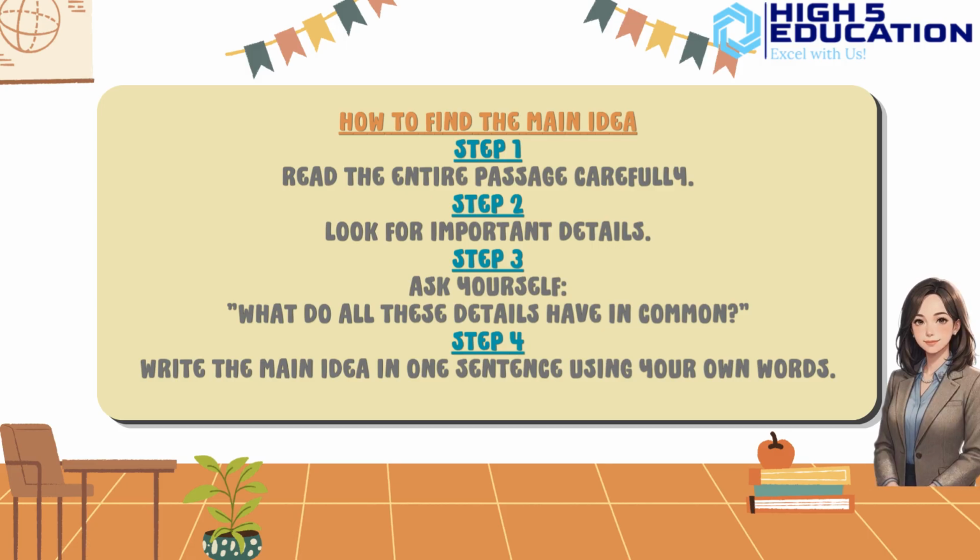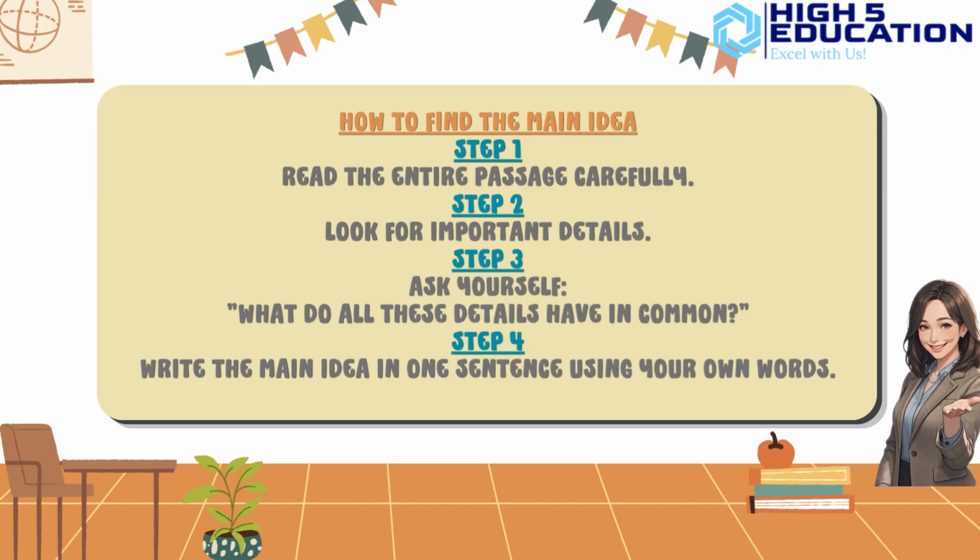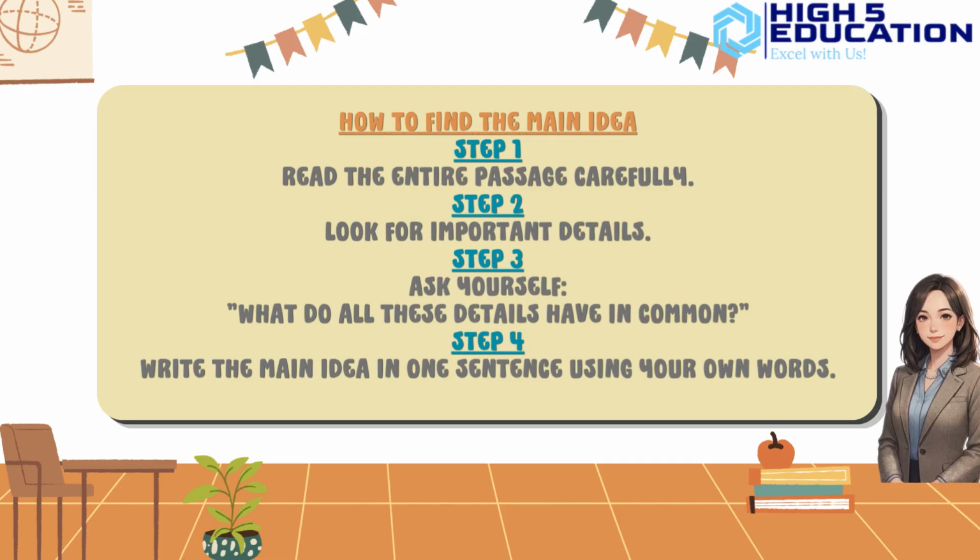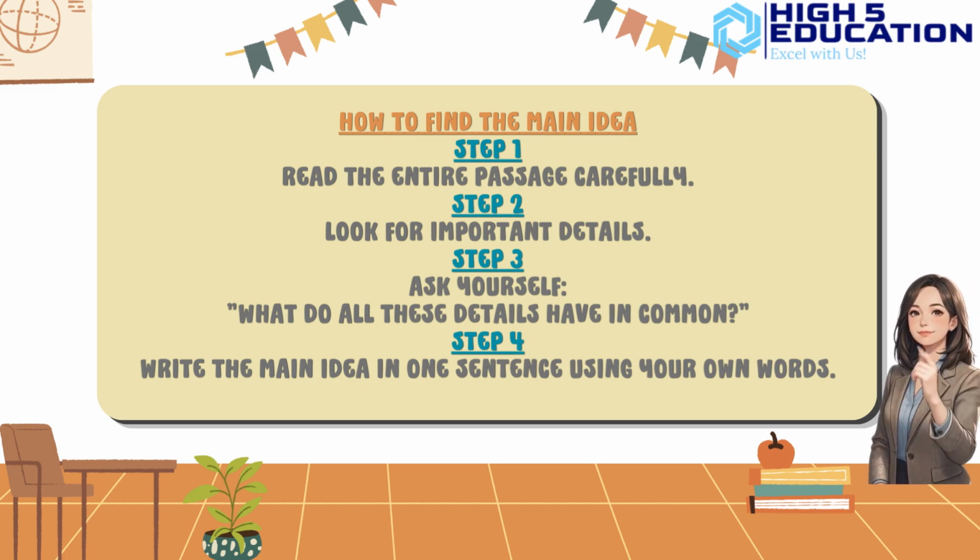Step 3. Ask yourself, what do all these details have in common? This question helps you connect the key details and discover the author's main message. Step 4. Write the main idea in one sentence using your own words. Don't copy the text exactly, summarize the most important message clearly and simply. By following these 4 steps, you'll be able to identify the main idea with confidence and become a stronger reader.